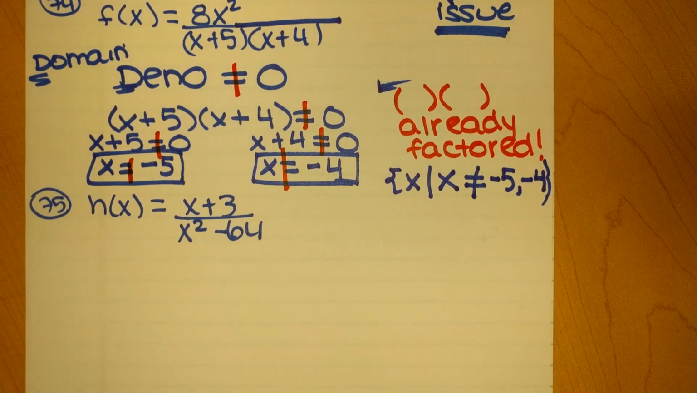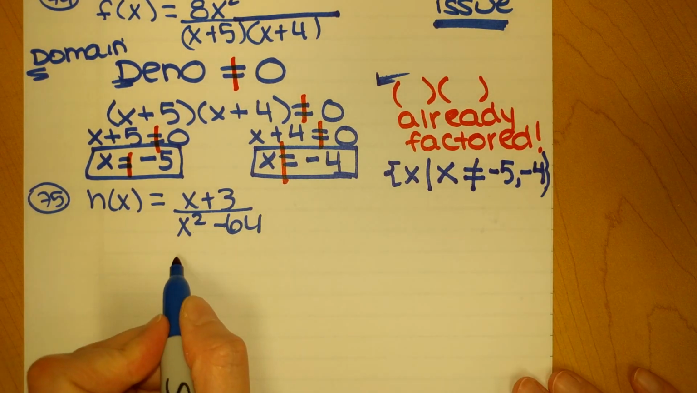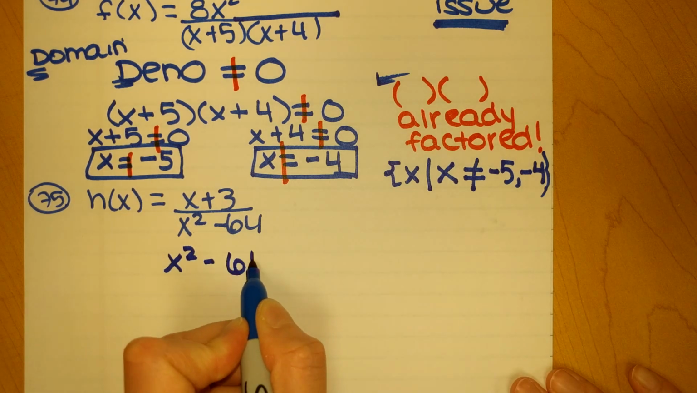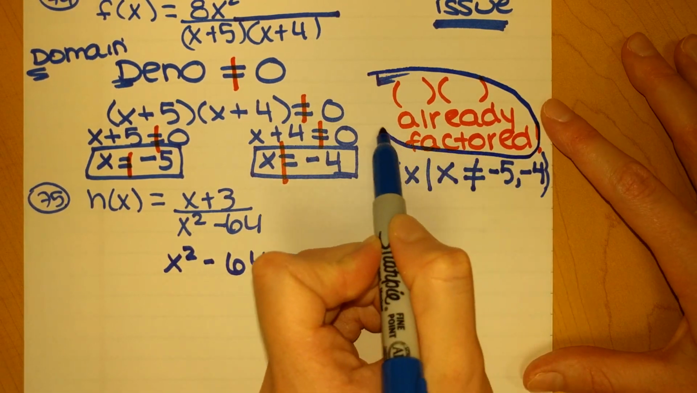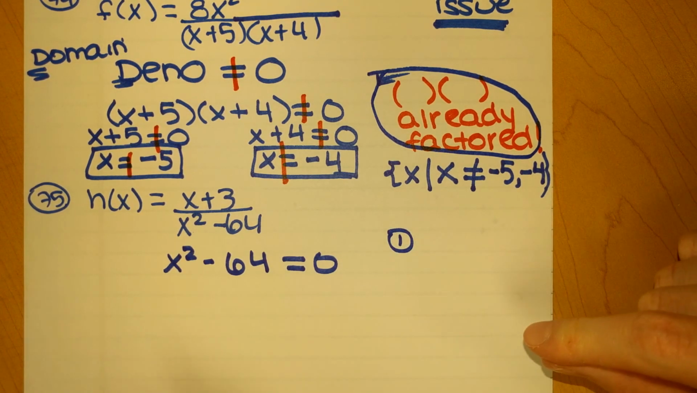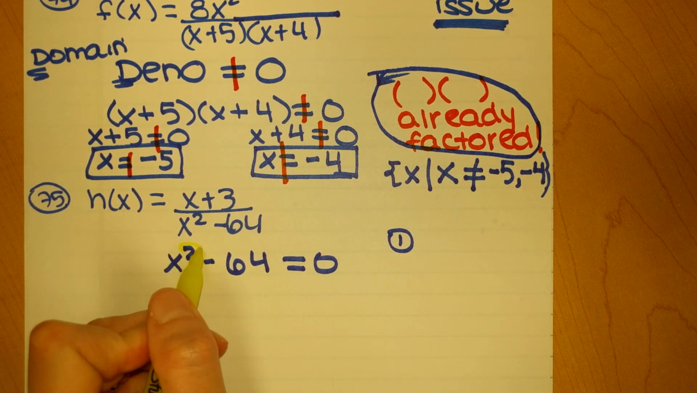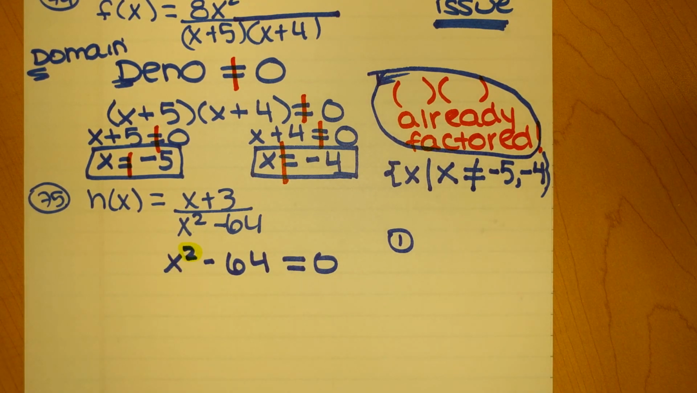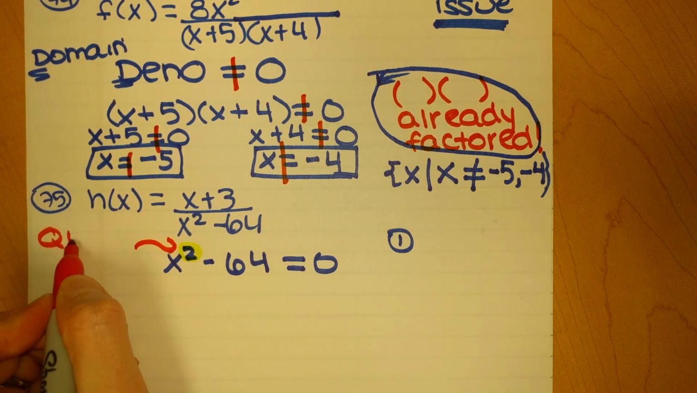Now, if you contrast that to question number 75, again, same idea, we want to set the denominator equal to 0. But here in number 75, we do not have this form of parentheses, parentheses. So that means we first have to factor it. Now, we're not just going to move the 64 over immediately. We notice that we have this x squared, so it is a quadratic equation. And as a quadratic equation, you have options in life.